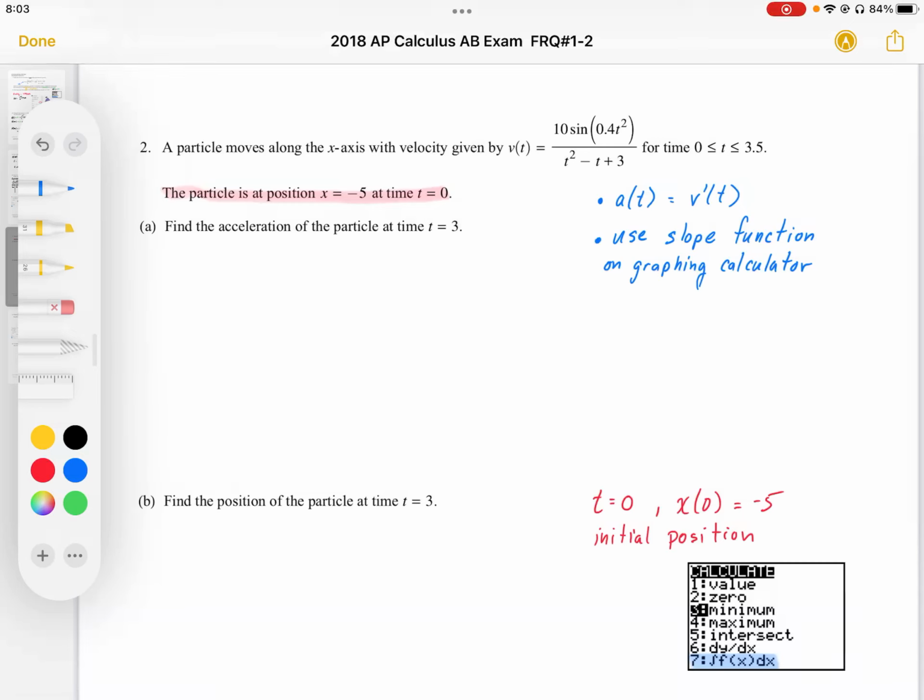Question 2 from the graphing calculator section says a particle moves along the x-axis with velocity given by v of t equals 10 sine of 0.4 t squared, all divided by t squared minus t plus 3. It's important to note that this is a rate function. The velocity is the rate function of the position. And this is for t between 0 and 3.5. We are also given an initial position of x is negative 5 at t equals 3.